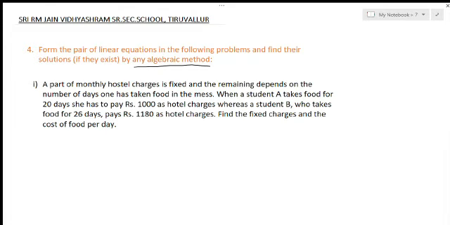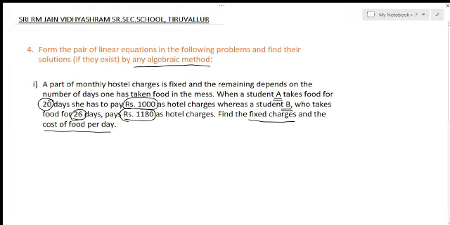Here, a part of monthly hostel charges is fixed and the remaining depends upon the number of days one has taken food in the mess. When student A takes food for 20 days, she has to pay rupees 1000, whereas student B takes food for 26 days and pays rupees 1180 as hostel charges. Find the fixed charge and the cost of food per day.